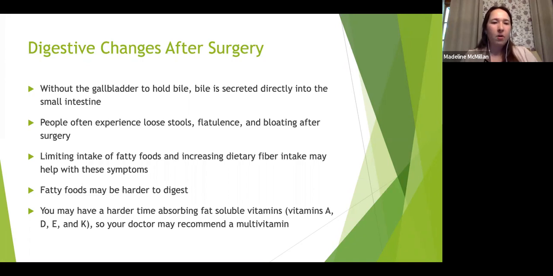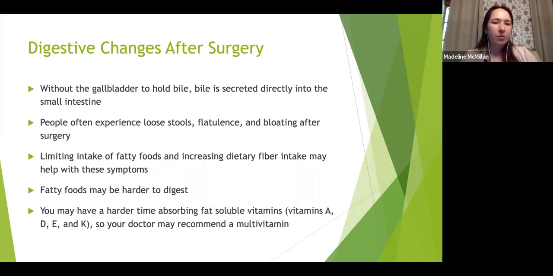So a lot of people experience loose stools, flatulence, and bloating after surgery. But this is something that's usually transient. Within maybe a few months or so, most people do adjust and their body gets used to it, and you don't experience this quite as much.